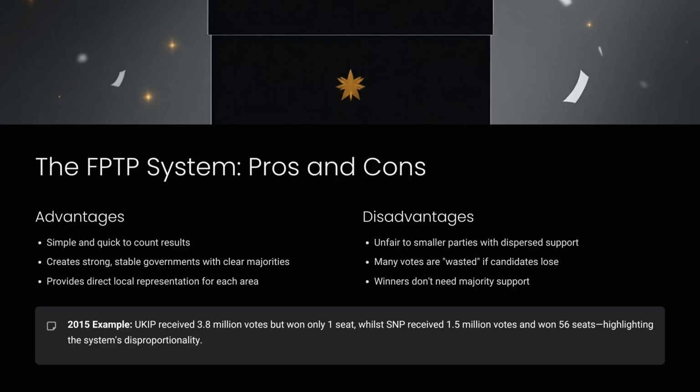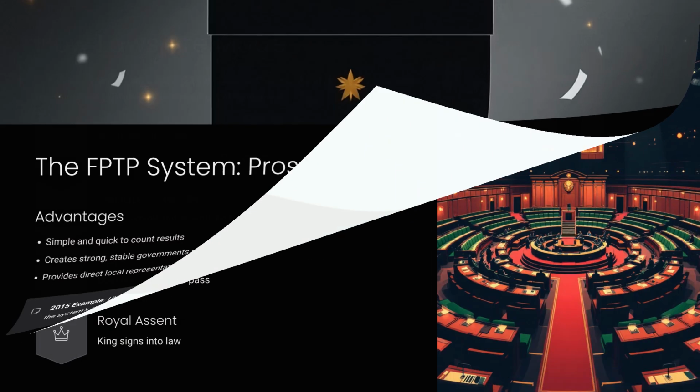Disadvantages. Unfair to smaller parties with dispersed support. Many votes are wasted if candidates lose. Winners don't need majority support. 2015 example. UKIP received 3.8 million votes but won only one seat, whilst SNP received 1.5 million votes and won 56 seats, highlighting the system's disproportionality.